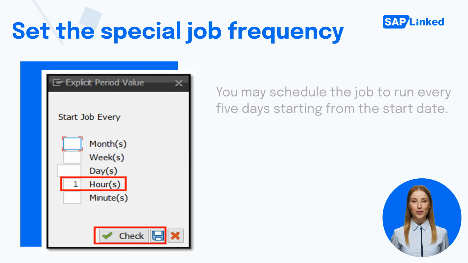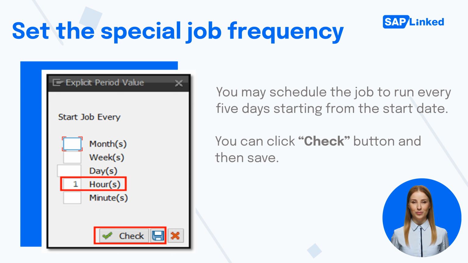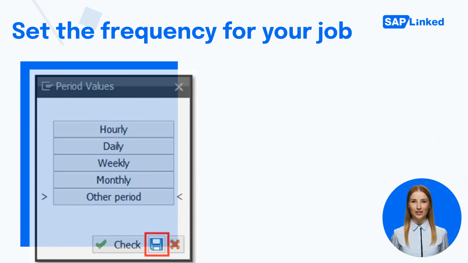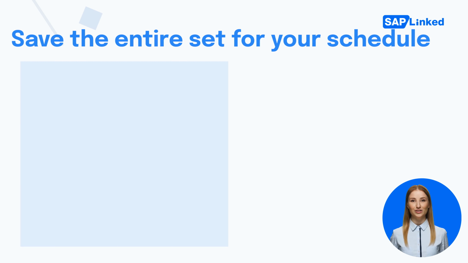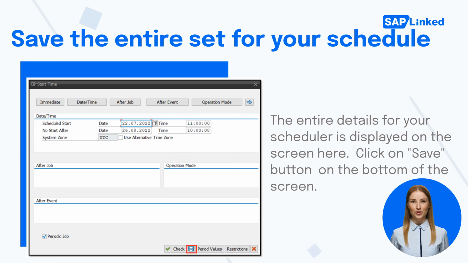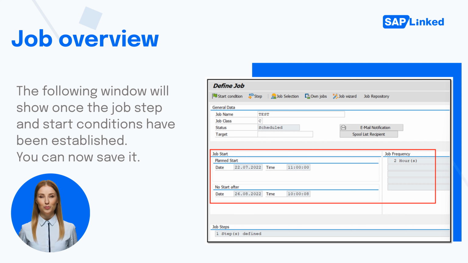Here, you list the job's recurring requirements. For instance, you may schedule the job to run every 5 days starting from the start date. Here, we choose to run this task every 1 hour. You can click the Check button and then Save. You would need to save the setting again. The entire details for your scheduler are displayed on the screen here. Click on the Save button at the bottom of the screen. The following window will show once the job step and start conditions have been established. You can now save it.